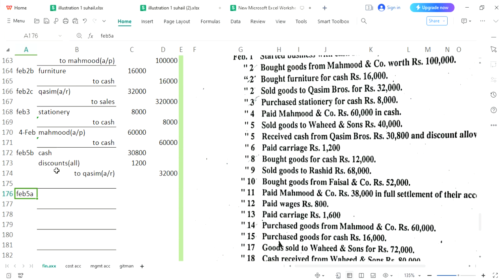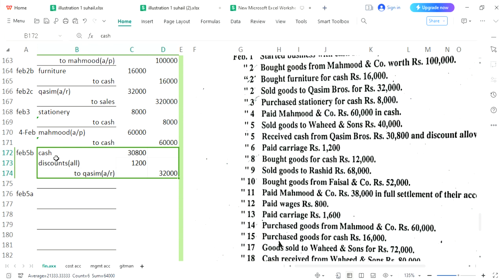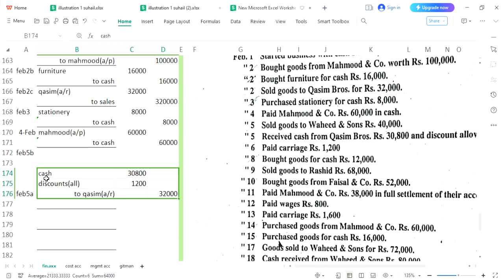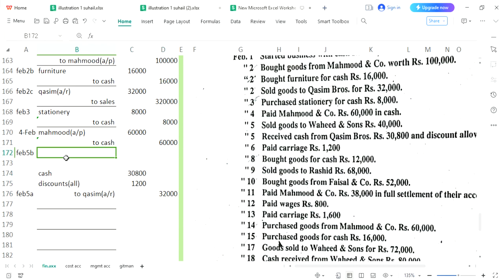So we should take this entry, the complete entry would be taken from here, and we will put that entry over here, and we have got the space over here. We are changing the date as well over here, and the 5A entry can be written over here. Our problem is sorted out.